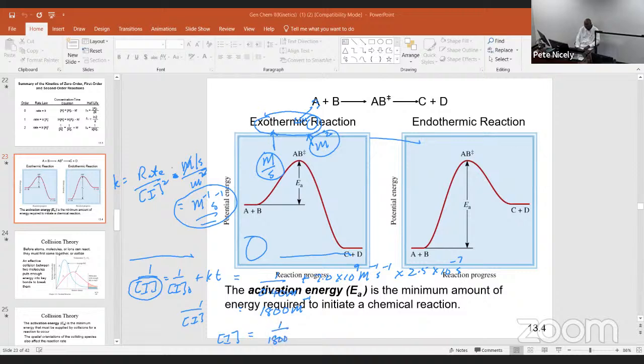Over 1800 m to the minus 1. And when I did that calculation, I got 5.6 times 10 to the minus 4 m. And that's how the B part is done. All right? Any questions about this?